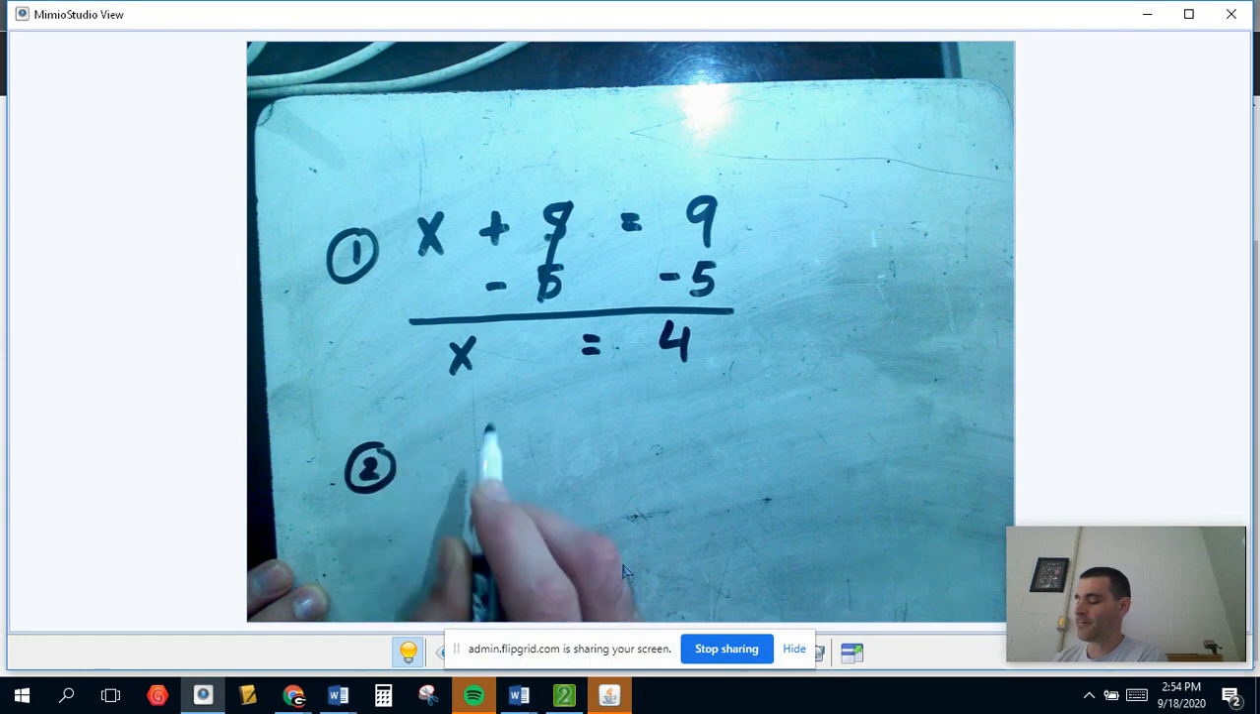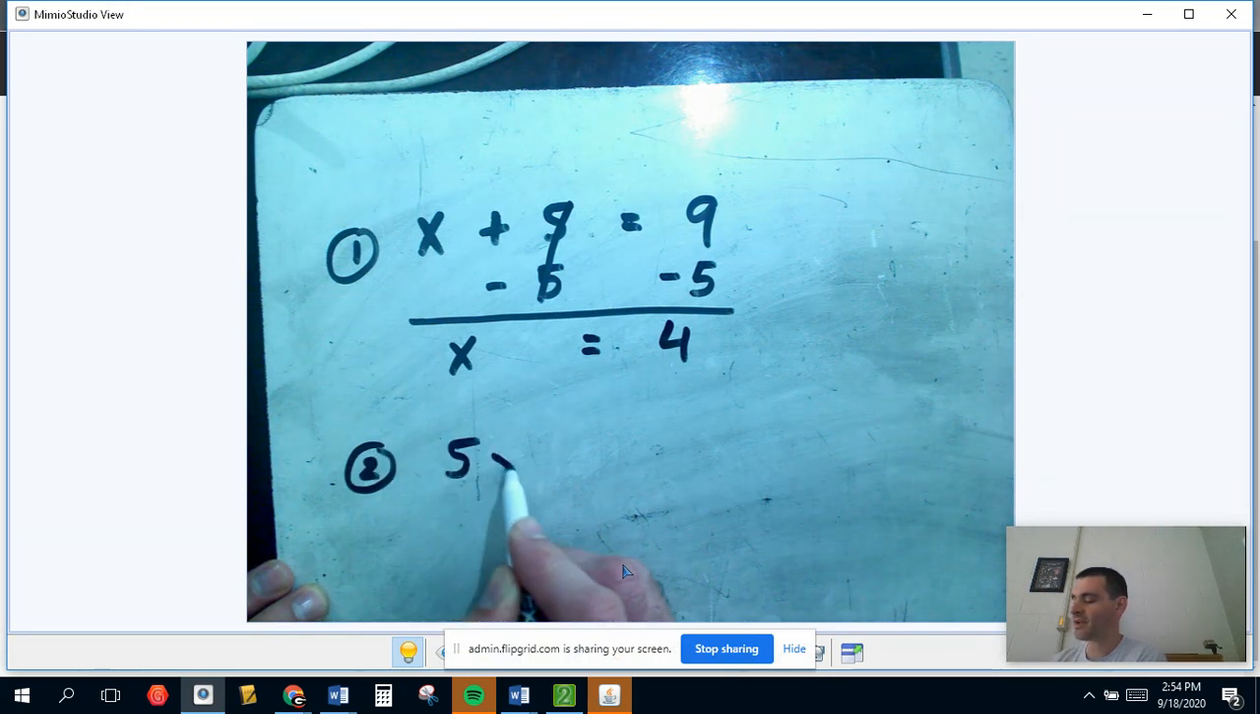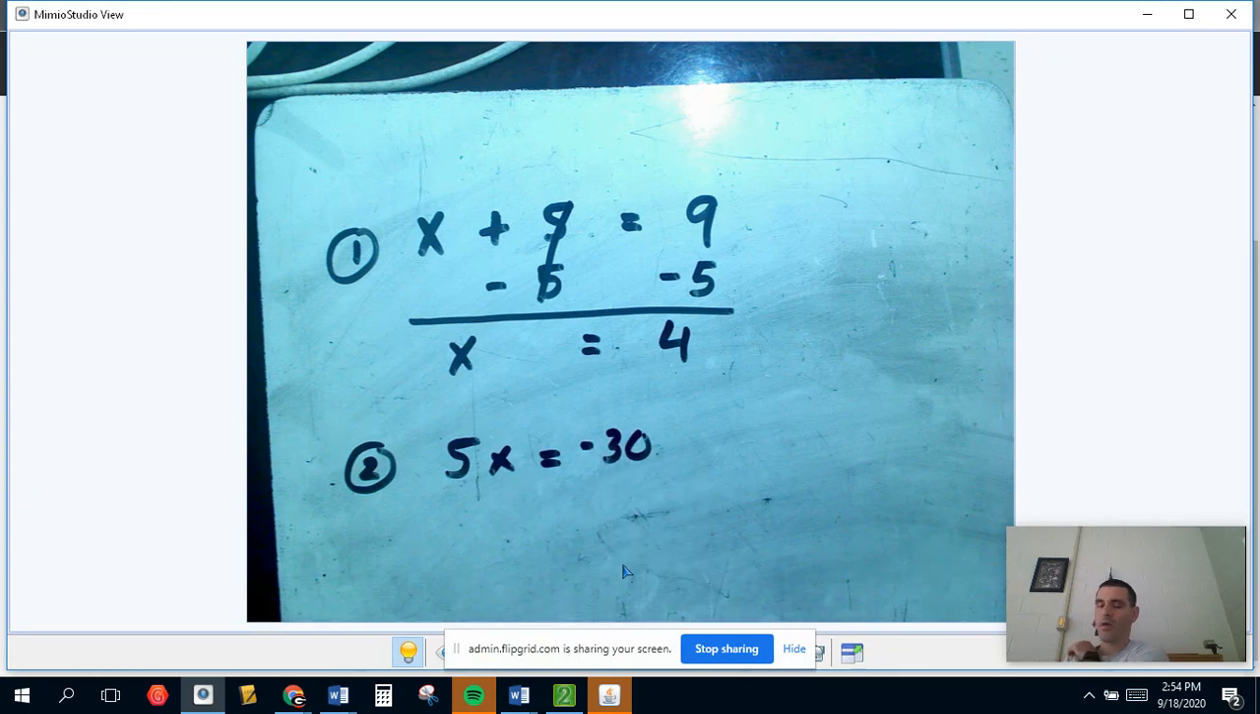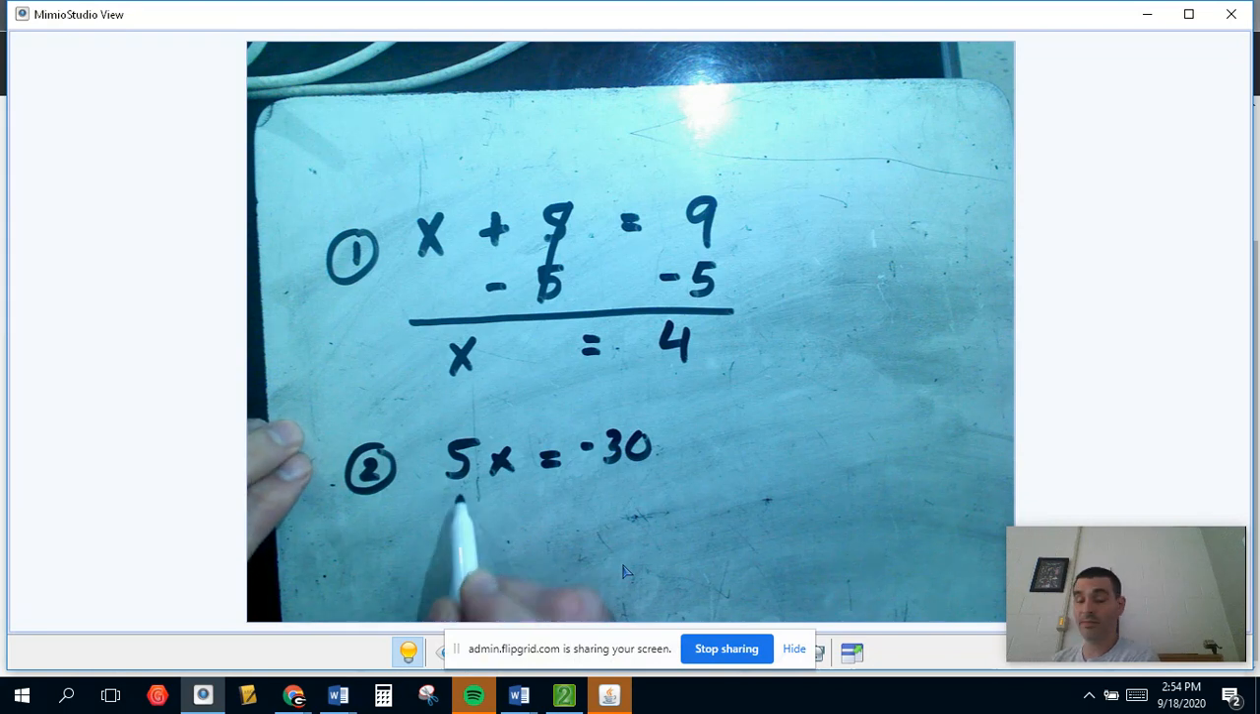A similar equation. Let's suppose we have 5x is equal to negative 30. Now again, we want to get x by itself. We've got to find a way to get rid of this 5 again. This time it's 5 times. Well, subtracting 5 is not going to do it because 5 times x and then subtract 5 is not the same thing as x. So I need to come up with something that sort of undoes multiplication. And that something would be division. So I'm going to divide by 5 on both sides.